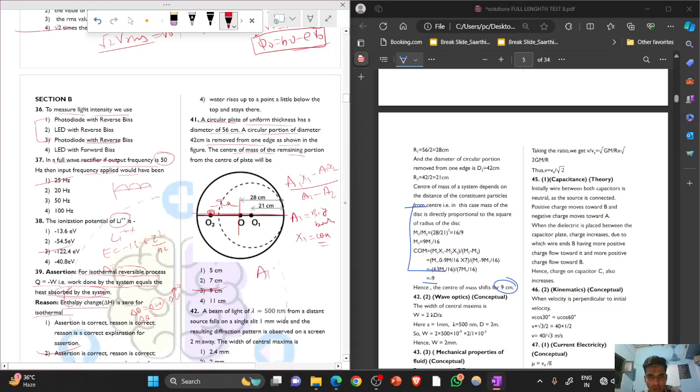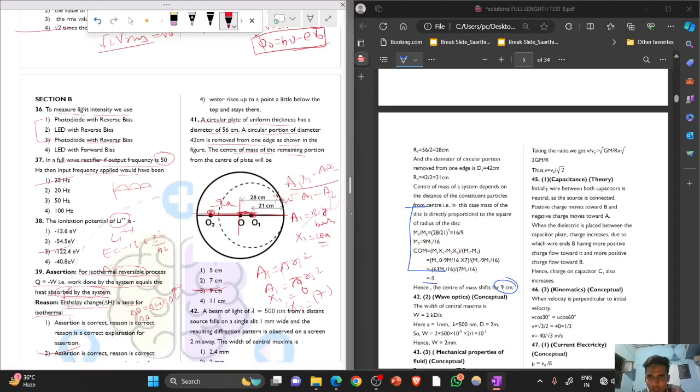A1 equals pi R1 square. A2 equals pi R2 square. Your x1, taking the whole ring, will be 0. For x2, the distance will be 28 minus 21, that is 7. By putting all the values you can get the value of the center of mass x. Or you can use this long method.